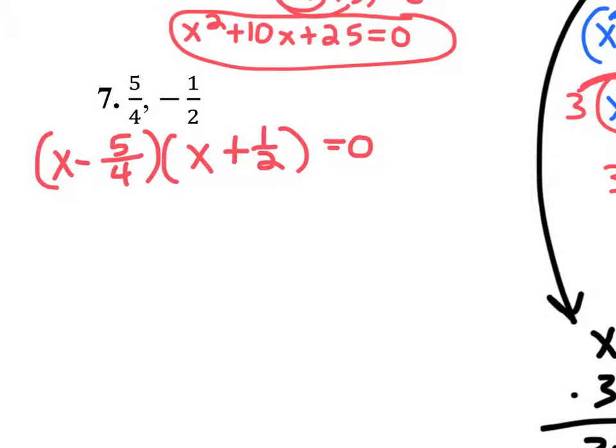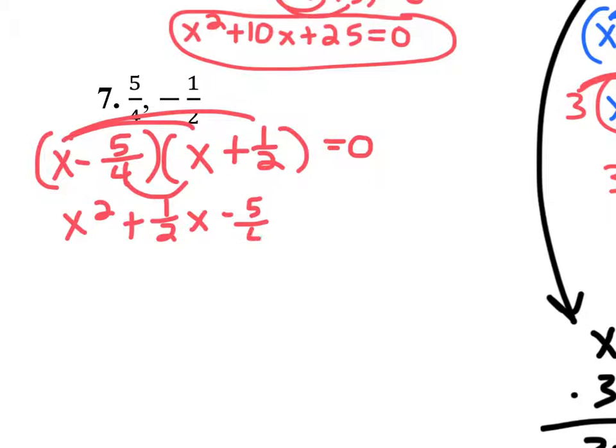And equal to 0. Multiply out: x squared, x times 1/2 is 1/2 x. Negative 5/4 times x is negative 5/4 x. Negative 5/4 times 1/2 is negative 5/8, equals 0. Now, look at this. We have halves, fourths, and eighths. If I multiply by 2, it will get rid of the half, but not the fourth or the eighth. If I multiply by 4, it gets rid of the halves and the fourths, but not the eighths. So I need to multiply by 8 to get rid of this.